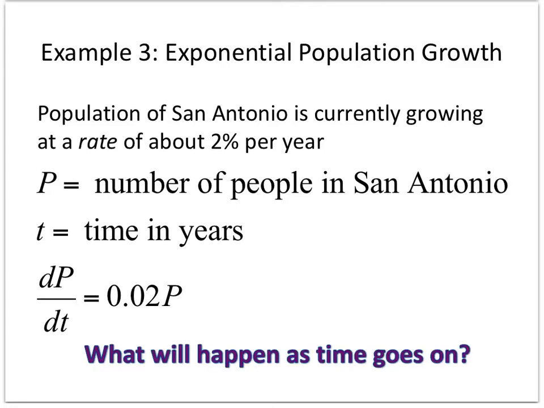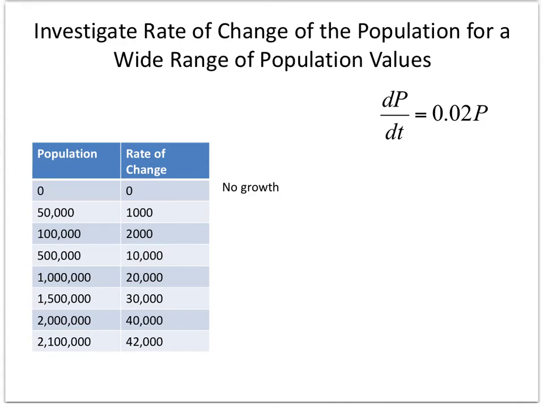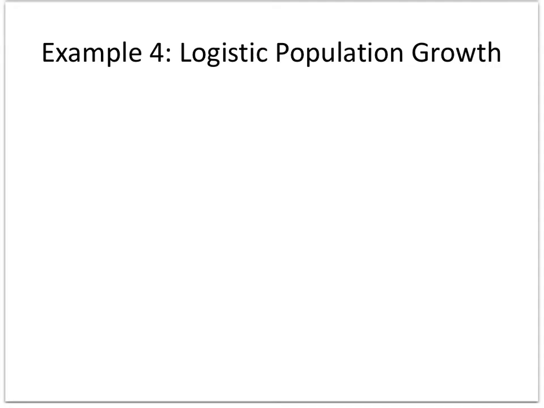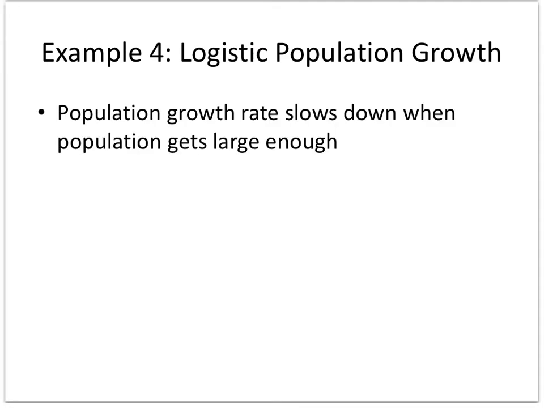So of course, what will happen as time goes on? Well, if we just plug in different values, of course if there's no population, then there's no rate of change, there's no growth. You can see the growth starts, but then it starts to actually slow down because, if you remember, we talked about carrying capacity. So as we can see in the beginning, it's very exponential, but as we get further out, we're going to start to see it slow down. A logistic population growth rate slows down when the population gets large enough. So that's what I was implying.